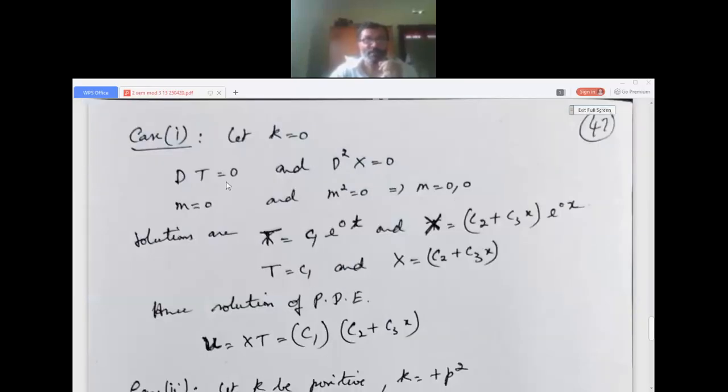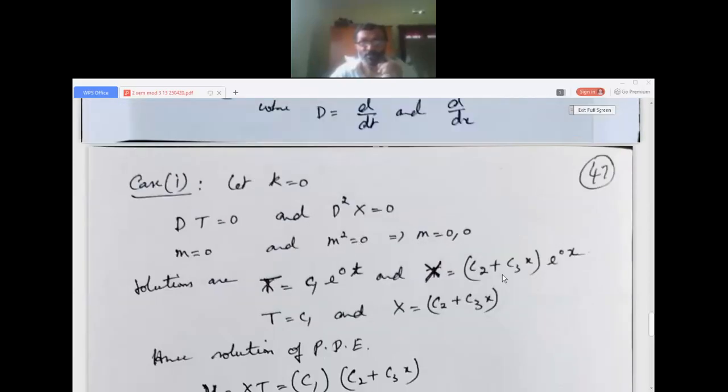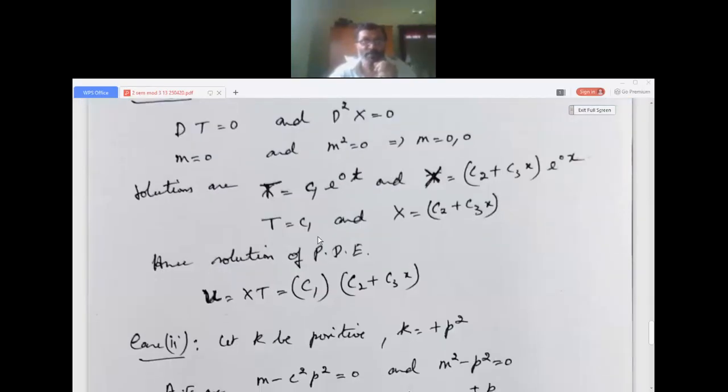That's what we have done. So when we put this, m squared is 0. In this case m squared is 0, so m is 0, 0. For T, just m equals 0, so T equals c1 e to the power 0. Here the roots are repeated, so X equals, because the variable is x, (c2 plus c3 x) e to the power 0x. Then u equals XT, where I wrote T for c1 into X.